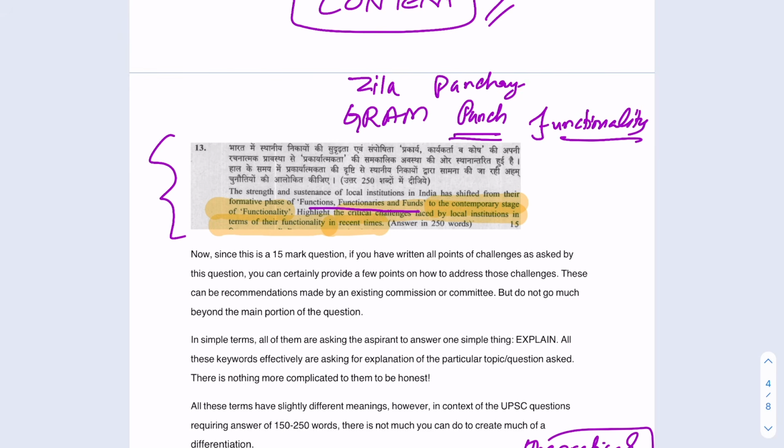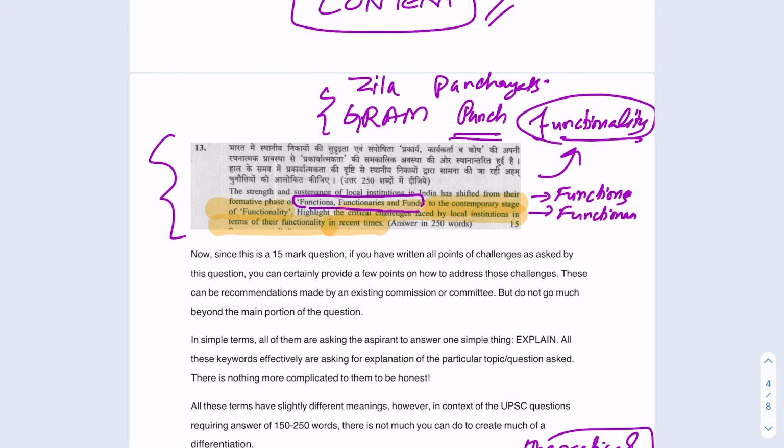And what this question is asking is basically how functionality has become more important than the formative or initial phase of functions, functionaries, and funds. So earlier, if you look at the formation of these bodies, function means what are the functions of these bodies, what are the functionaries, who are the people, like various administrative people, and how are the funds allocated to these, the three F's of the local bodies. But now the question has come: are they efficient to function well wherever they are working? So the question has come about the functionality of these bodies.